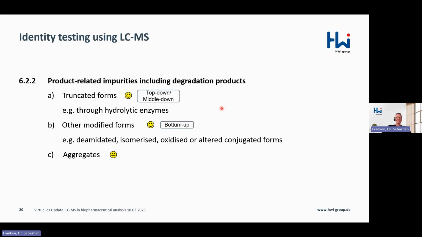And aggregates are generally identified by size exclusion chromatography or also CE, capillary electrophoresis. But also in the top-down mode, it depends really on your product, but you can get an idea about aggregation of your product, and see whether it's dimers or tetramers. So it is maybe not the technique of choice, but it can also give you additional information.